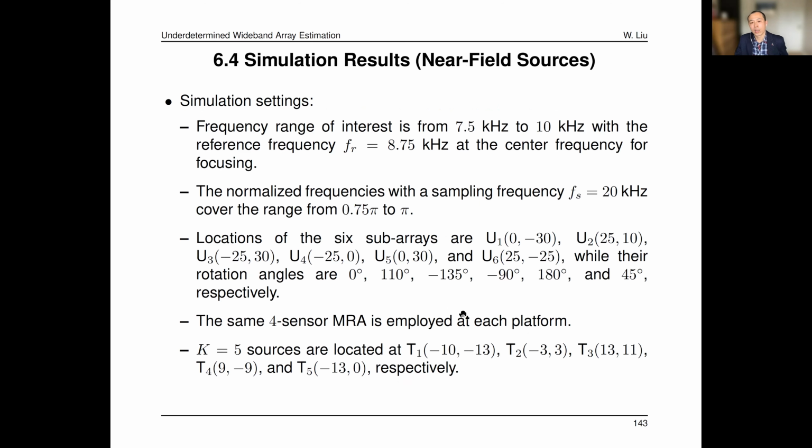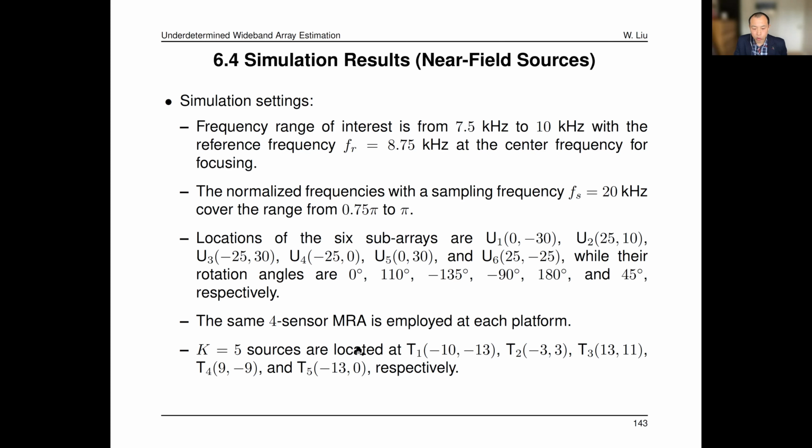Now for the localization result, again, we use the same reference frequency, the same frequency range of interest, the same sampling frequency. But now we have 6 subarrays, with the corresponding rotation angles relative to the axis, and we employ the same 4-sensor MRA for each platform. And we have 5 sources.